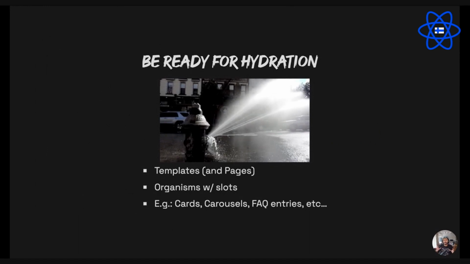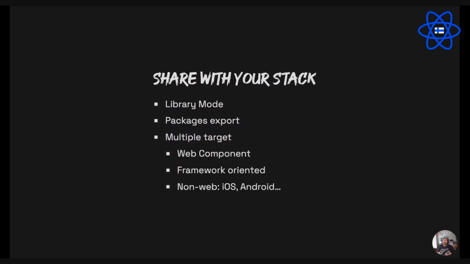And finally, templates are just organisms, so advanced components with different slots that are ready to be hydrated with some kind of data, like, I don't know, cards, carousels, fact entries, and so on. So you could develop advanced organisms with different placeholders, different slots that are ready to be hydrated at some point in your final applications. And those templates are also part of your design system. This is just the advanced version of an organism, and that's all. So after that, you will be ready to finally share your design system with the rest of your stack. First, you have to focus on the library mode.